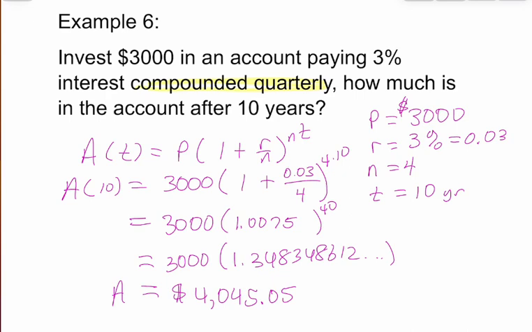That is just the amount in my account after 10 years. So it's not times 10. It's not anything. This is just more of a function notation. Any other questions?